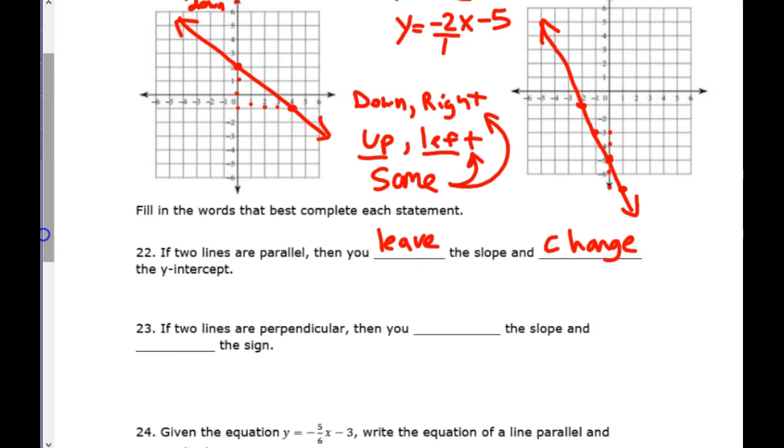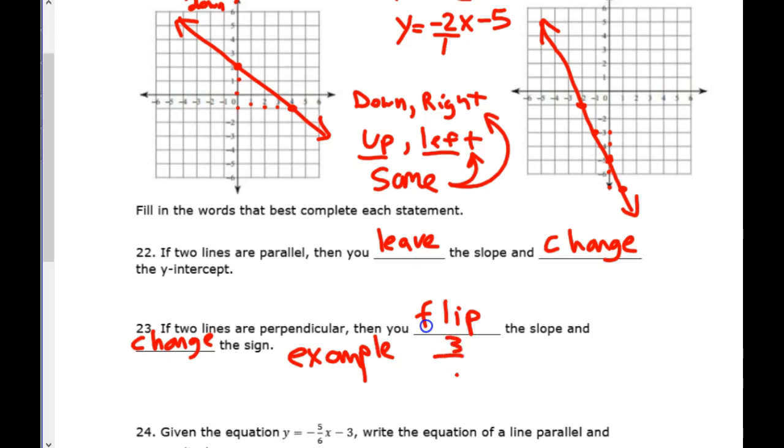But for perpendicular, what two things do we do to that slope? My two changes will be that you take that perpendicular slope, you're going to flip it, and that's not it. Flip the slope and change the sign. Here's an example.